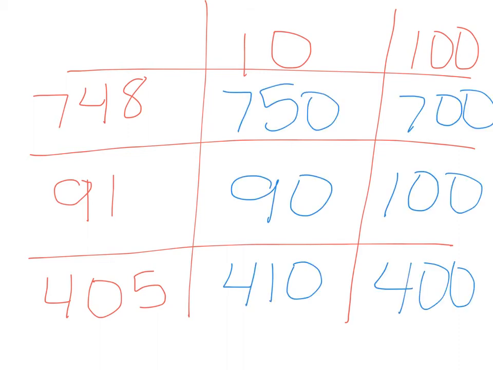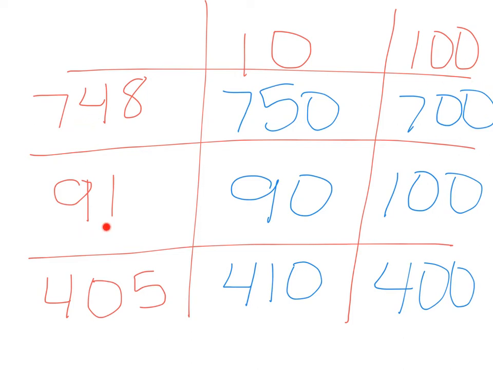All right, guys, here's the answers. 748 when rounded to the nearest 10. We look at the ones place, and it has an 8 there, so we're going to round up to 750. Then when we round to the nearest 100, we're going to see that there's a 7 in the hundreds place, a 4 in the tens place. We're going to round down to 700.